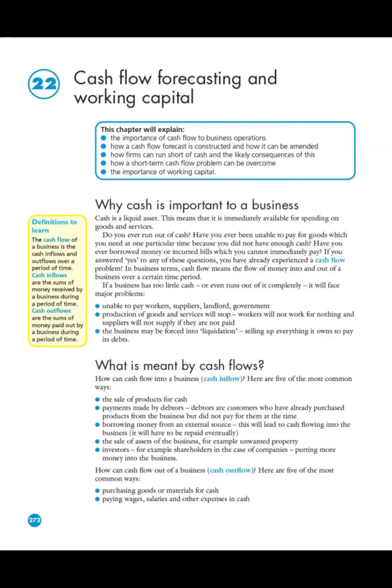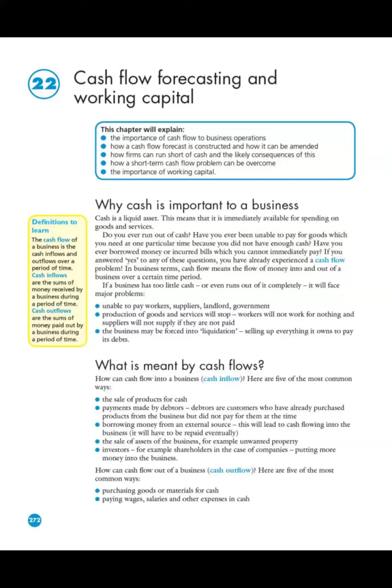So let's start answering these key points by looking at why cash is important to a business. It was indicated that cash is actually a liquid asset, implying that it is immediately available for spending on goods and services. It is immediately available for expenditure on goods and services. So, if you run out of cash, then you will not be able to pay for the goods and the services. And that's very clear, right? We are always aware that once we run out of cash, we will not be able to pay for the goods and the services.